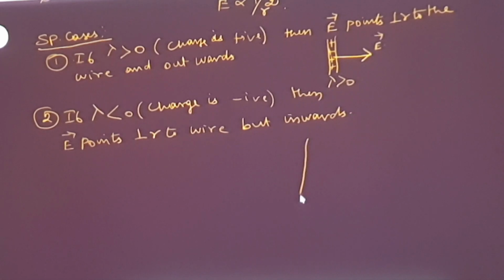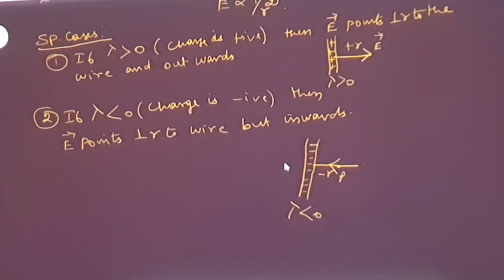How can I represent it? If I take the long wire like this, having the charge as negative, lambda less than 0, and I take the point P here, the electrical field at that point is first of all perpendicular to the wire, but the direction is inwards. It is acting towards the wire. We are calling these the special cases. If you consider the distance, here it should be taken as plus r, and here it should be taken as minus r.